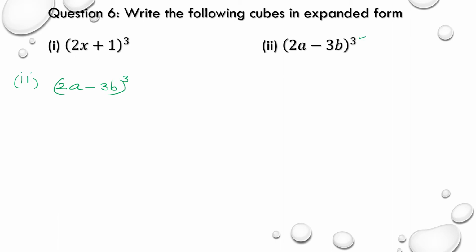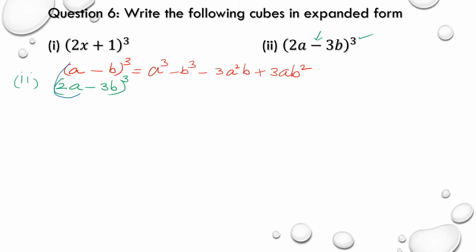Now there is a cube, so it means we have to apply a cubic identity. There is a negative sign, so we will be using the a minus b whole cube identity. If you want, you can write it like this: a minus b whole cube is equal to a cube minus b cube minus 3a square b plus 3ab square. Let's do the comparison.